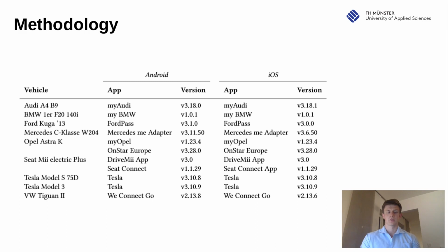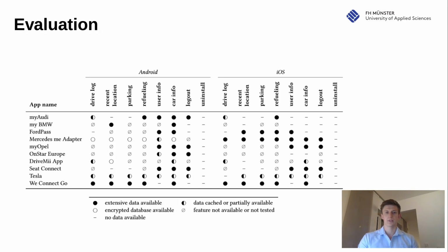We did this described process with the shown vehicles and apps in this slide. As you can see, we had access to older cars like the Mercedes C-Class, where we had to use an OBD plugin to get access to the data of the car, but also we had more modern cars like the Tesla models, where we could access the data using the internet connection of the car. To get an overview, we classified the results as you can see in this table.